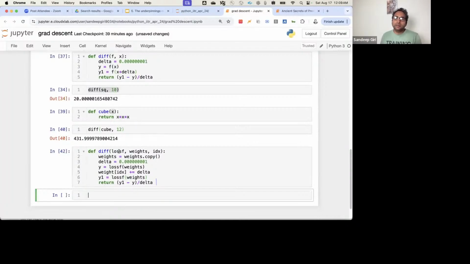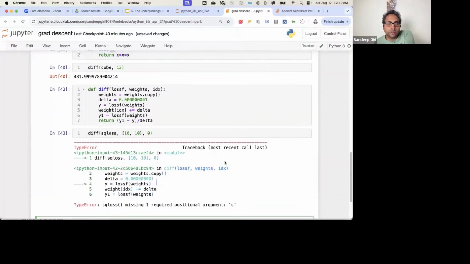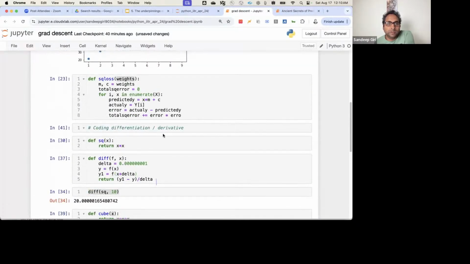Now let's test it out. We can compute the rate of change, so we can say diff. And what was the name of the function? Squared loss. Let's say the weights we are passing are 10, 10. What does it say? Squared loss has a missing positional argument. Let me go up.